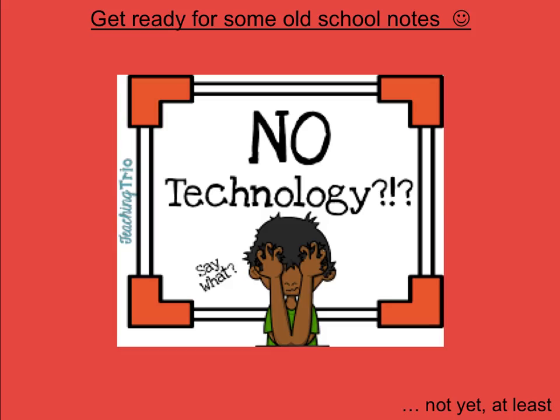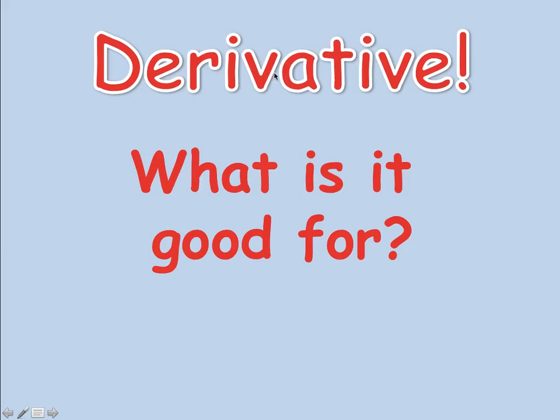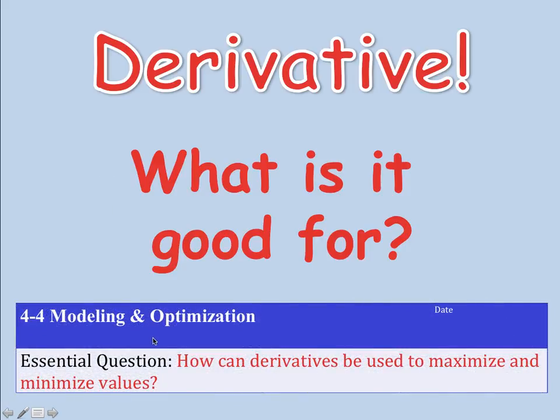This is day 1 of section 4.4, and we are still addressing this question as we will be for the entire unit for 4: The derivative, what is it good for? When I say derivative, you're thinking slope. Today we're going to answer the essential question: how can derivatives be used to maximize and minimize values? So we are looking for maxes and mins on the function that you're working with. The derivative is good for finding maxes and mins.